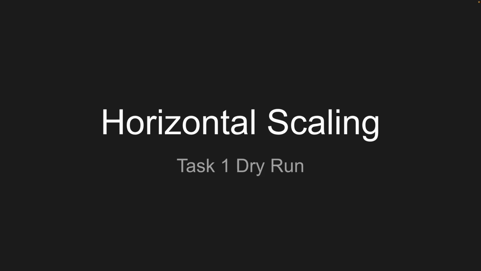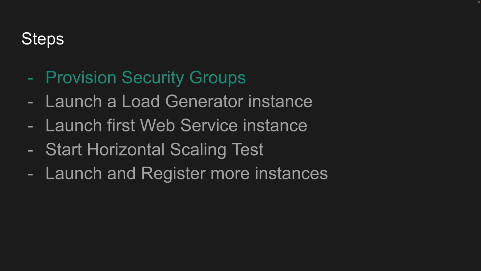In this video, we are going to go over the explanation of task 1 using the AWS console. Here, we have a rough overview of the steps we'll have to take. The first step is to provision security groups. So let's head over to the AWS console now.